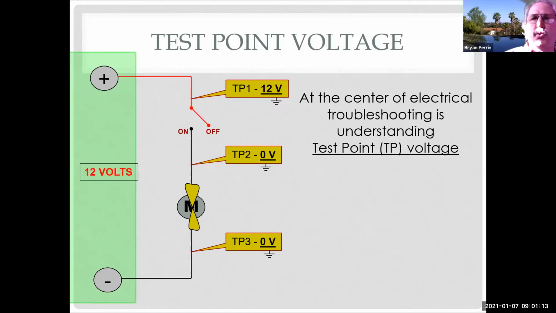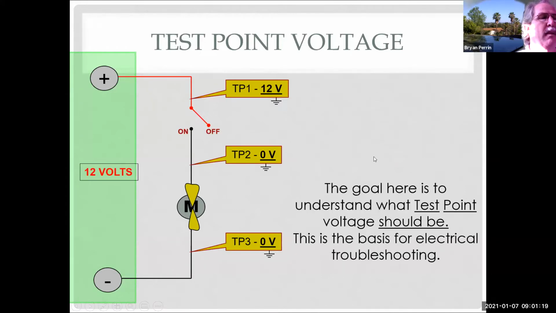Now that's with my switch open. But if I close my switch, things might change. So the goal here is to understand what test point voltage should be, and this is the basis for electrical troubleshooting. This is what takes us from looking at that schematic to actually understanding what the voltage should be at each point in the schematic, which helps us with some of our other exercises.